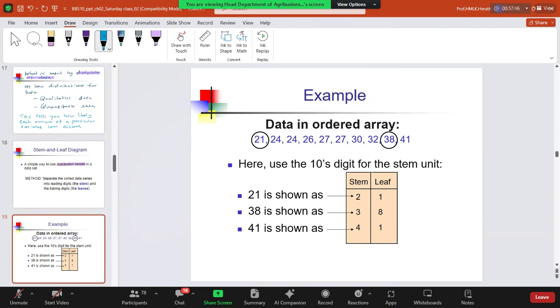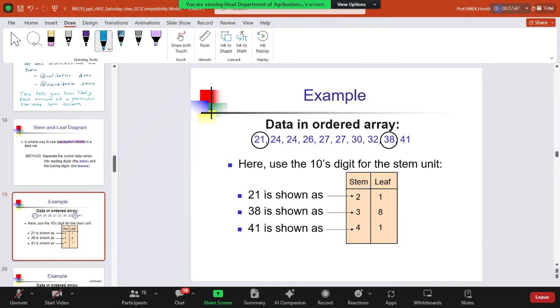The first number that you see is the first digit, and the second number is the second digit. The first digit is for tens. The first digit is 2, which says 20. The second digit is 1, which says 21. We take the first digit for the stem, 2, and the second digit for the leaf. Then 38 is 3 and 8, and 41 is 4 and 1.